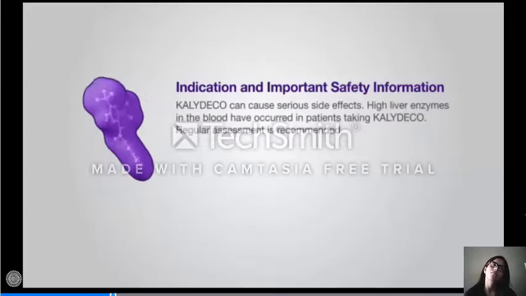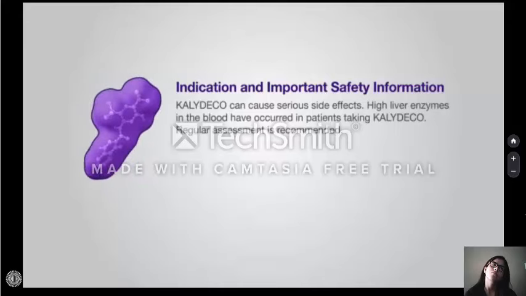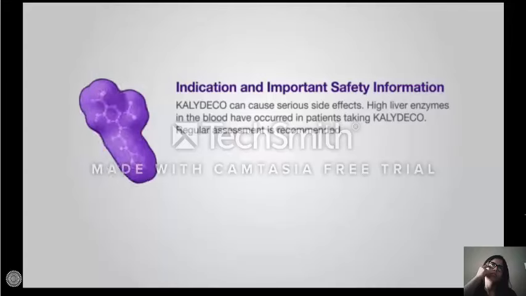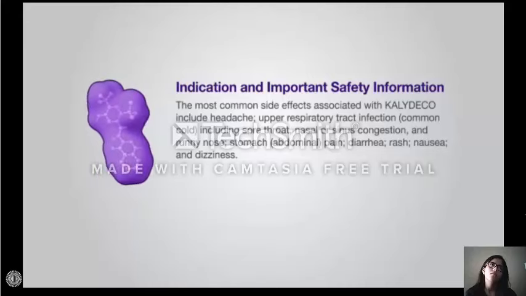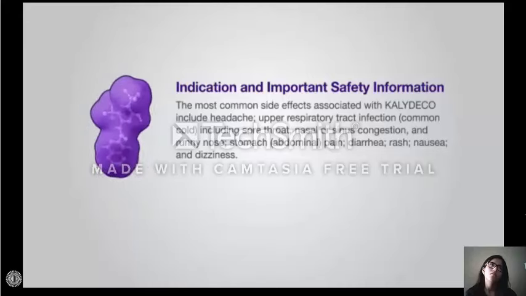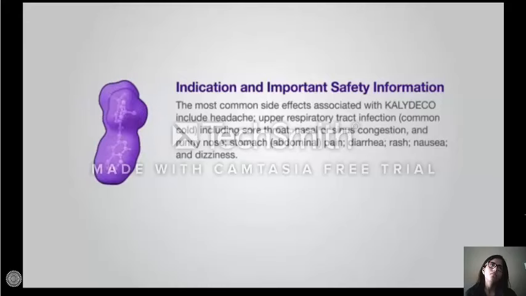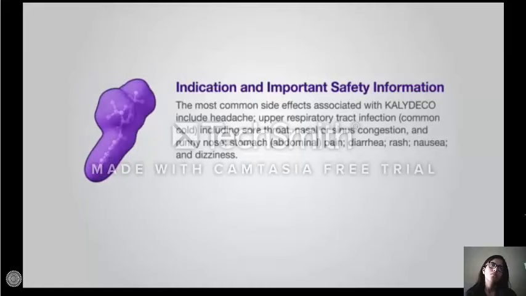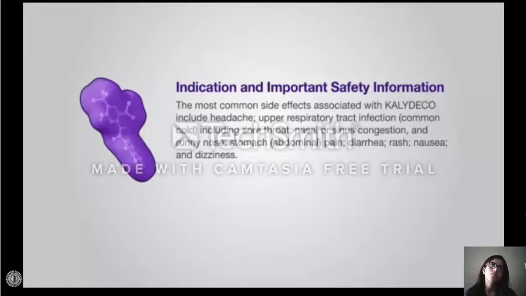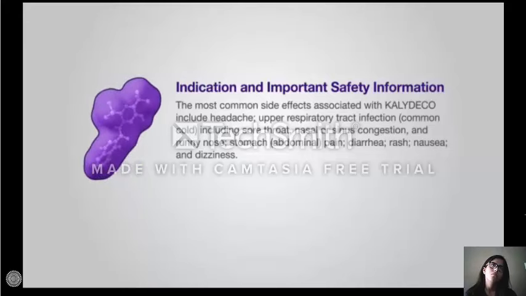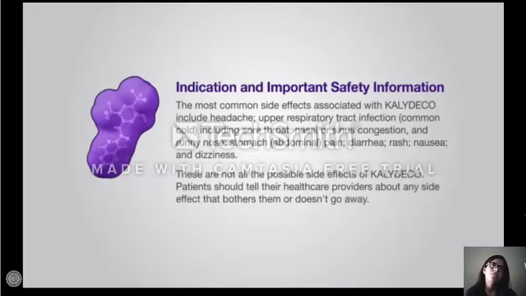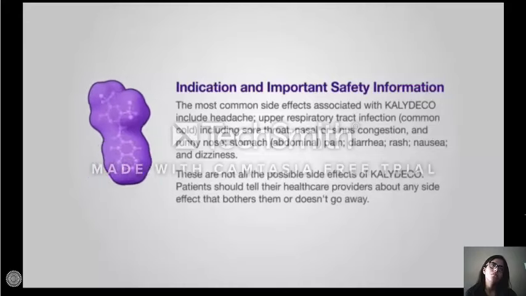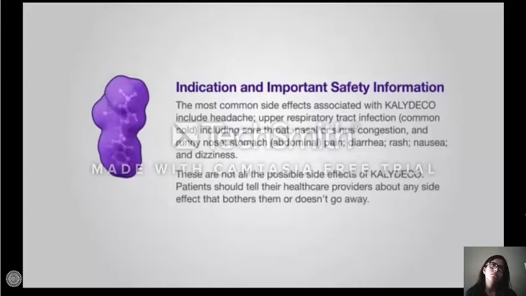Kalydeco can cause serious side effects. High liver enzymes in the blood have occurred in patients taking Kalydeco. Regular assessment is recommended. The most common side effects associated with Kalydeco include headache, upper respiratory tract infection or common cold, including sore throat, nasal or sinus congestion, and runny nose, stomach or abdominal pain, diarrhea, rash, nausea, and dizziness. These are not all the possible side effects of Kalydeco. Patients should tell their healthcare providers about any side effect that bothers them or doesn't go away.